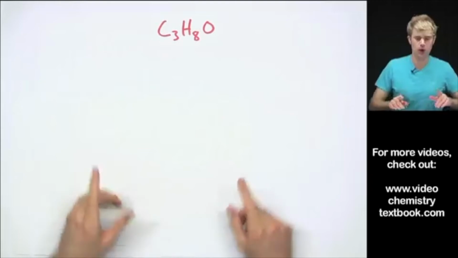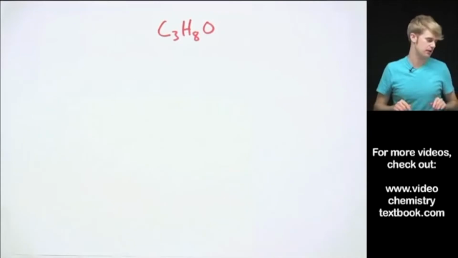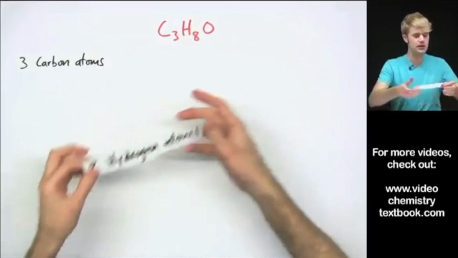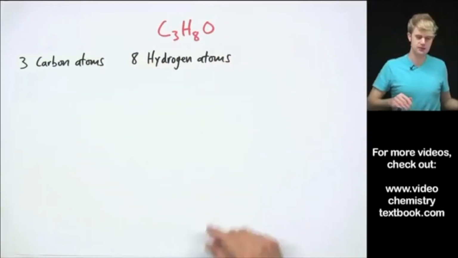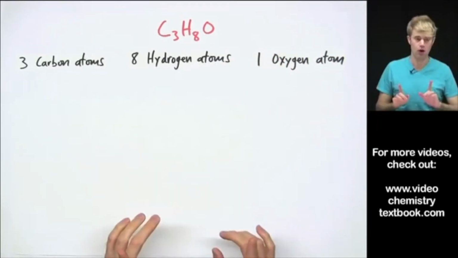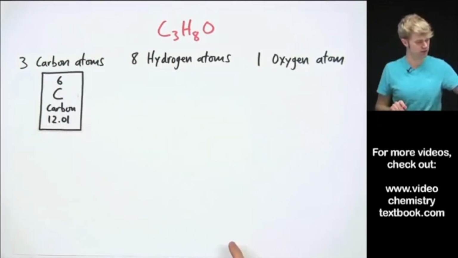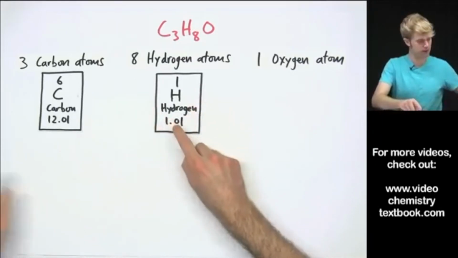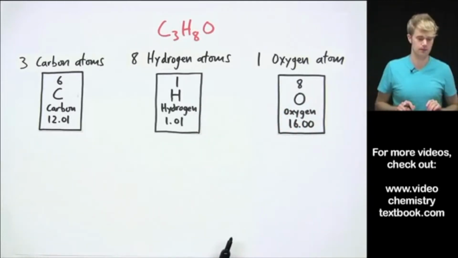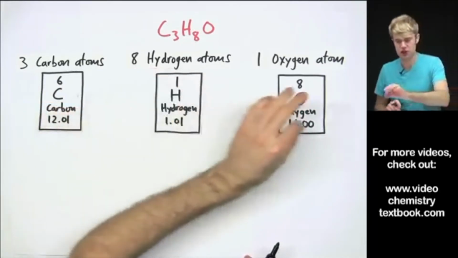C3H8O. As before, we look at the chemical formula to figure out how many of each type of atom we have here. So C3 means we got 3 carbon atoms, H8 means we got 8 hydrogen atoms, and O without anything after it means that we just have 1 oxygen atom. Now, we look up each of these atoms on the periodic table to find out how much they weigh. Carbon is 12.01, hydrogen is 1.01, and oxygen is 16.00.